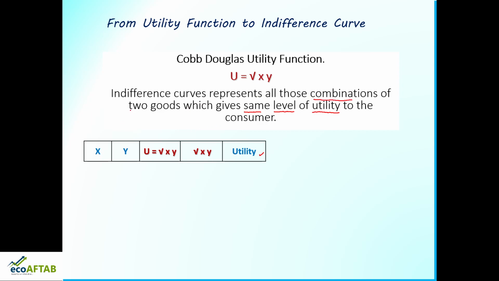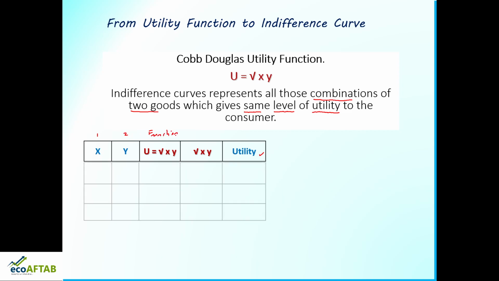Combinations of what? Two goods. यहाँ पे दो goods कौन कौन से हैं? First good is commodity x and second good is commodity y, and this is our utility function, that is Cobb-Douglas utility function. So, आगे बढ़ें. If I say 1 unit of x and 4 units of y, then what will be the utility function?